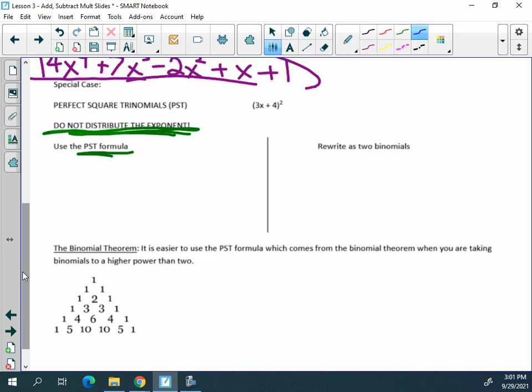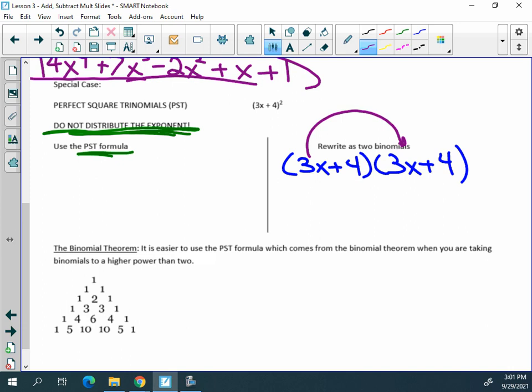The other way is just to rewrite as two binomials. 3x plus 4 times 3x plus 4. And now the problem is just like what we were doing above. So if you want to try one, take a moment, pause the video, try it on your own. So 3x times 3x is 9x squared. 3x times 4 is 12x.